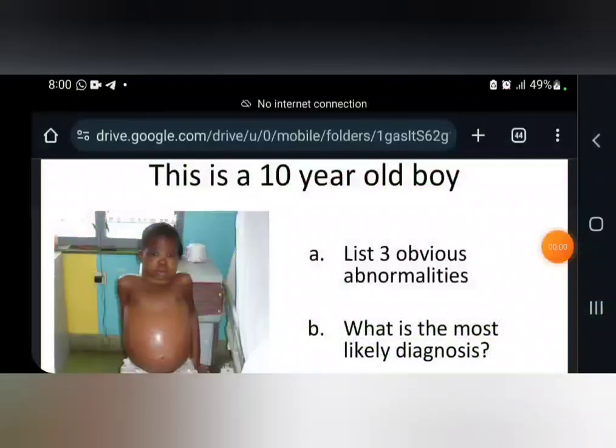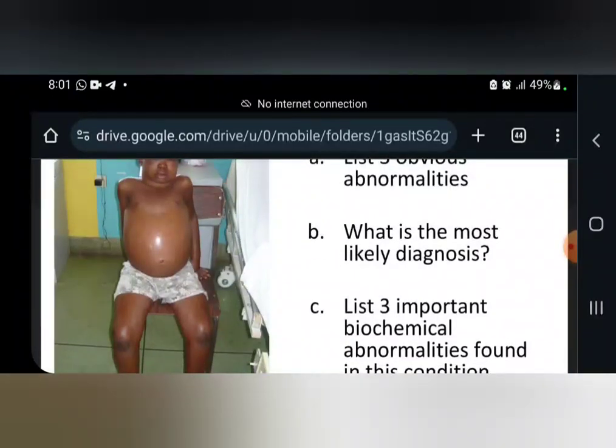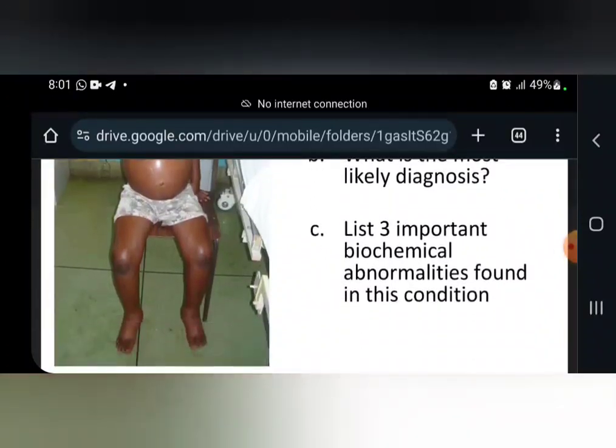Thanks very much. Hello, now in this case you have a 10-year-old boy and they are asking you to list 3 abnormalities. So you see the abnormality, you first see at the level of the face. Is it clear? You have a puffy face. Is it clear? The second abnormality you see at the level of the abdomen, you have a swollen abdomen. That abnormality you have what?